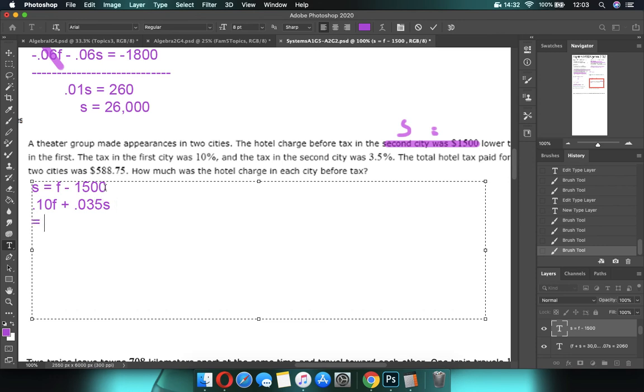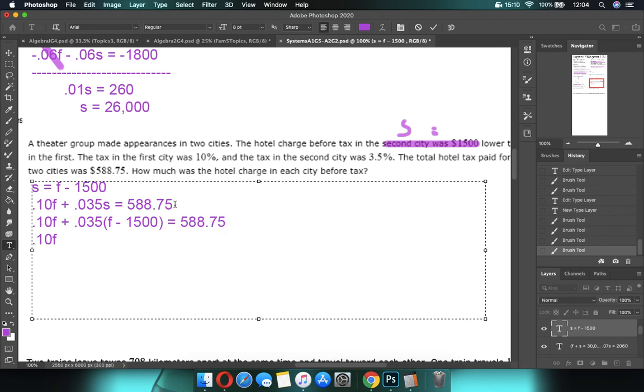And then what was the total taxes for the 2 cities? It was 588.75. Now, since this is not the elimination type, this is substitution, so I'm already told what variable is going away, because S equals F minus 1,500. So that F minus 1,500 is going where? The S is. So 0.10F plus 0.035(F minus 1500) equals 588.75. So now we have to do distribution.